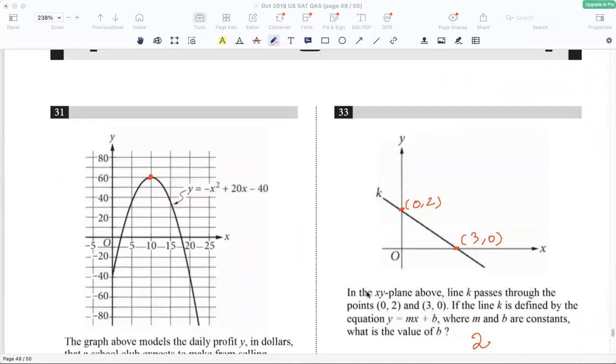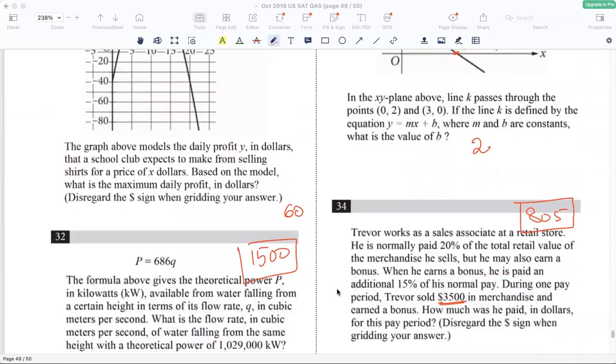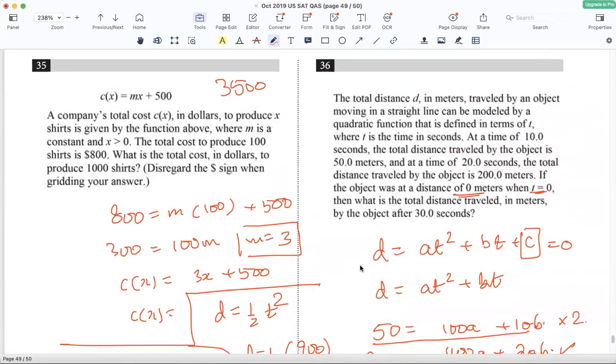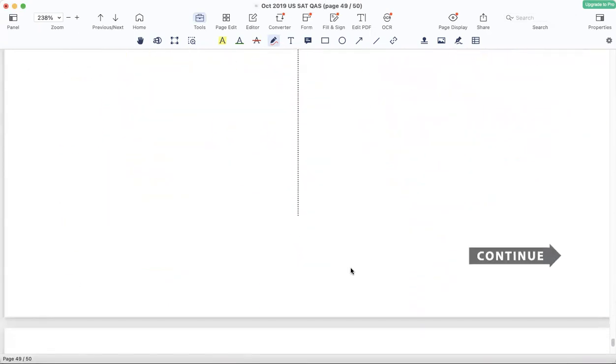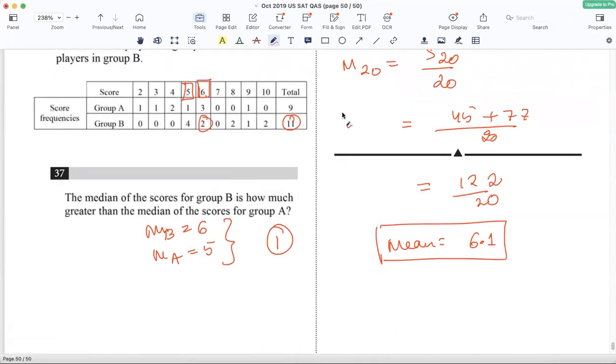Okay, the grid-in answers: 31, 60; 32, 1500; 33, 2; 34, 805; 35, 3500; 36, 450; 37, 6.1. Okay, great. So we got all correct.